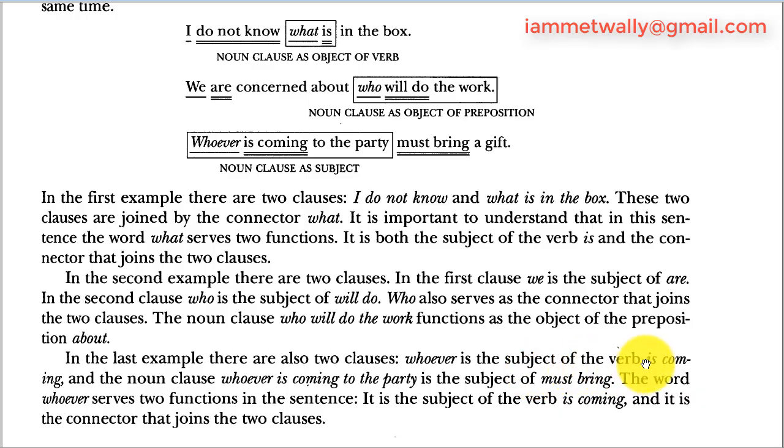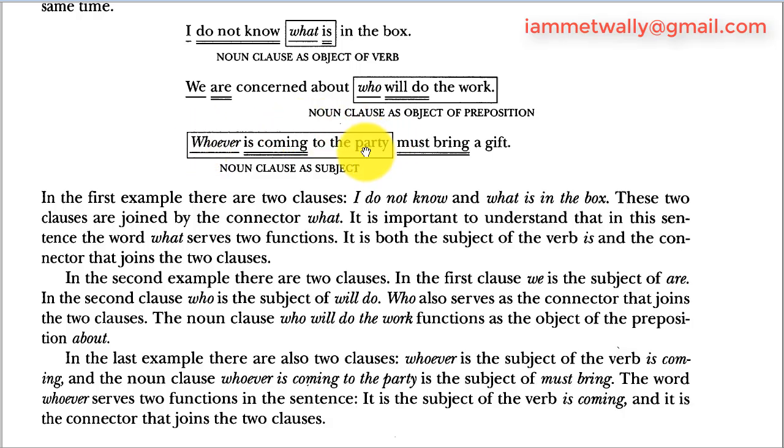In the last example there are two clauses. Whoever is the subject of the verb is coming, as you can see, and also it's a connector. And the noun clause whoever is coming to the party is the subject of must bring. The word whoever serves two functions in the sentence. It's the subject of the verb is coming and it's the connector that joins the two clauses. Let's see. Whoever, number one, is the subject of the verb is. Okay, it's also the connector of the two clauses: whoever is coming to the party, and must bring a gift.